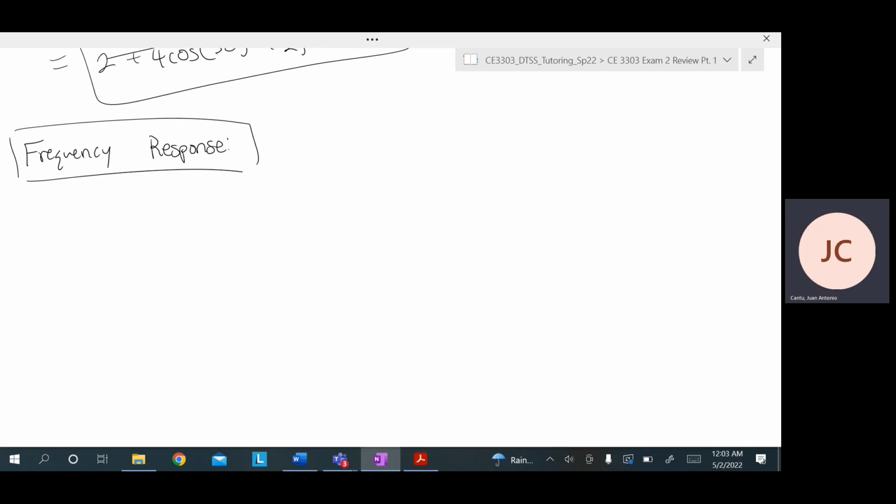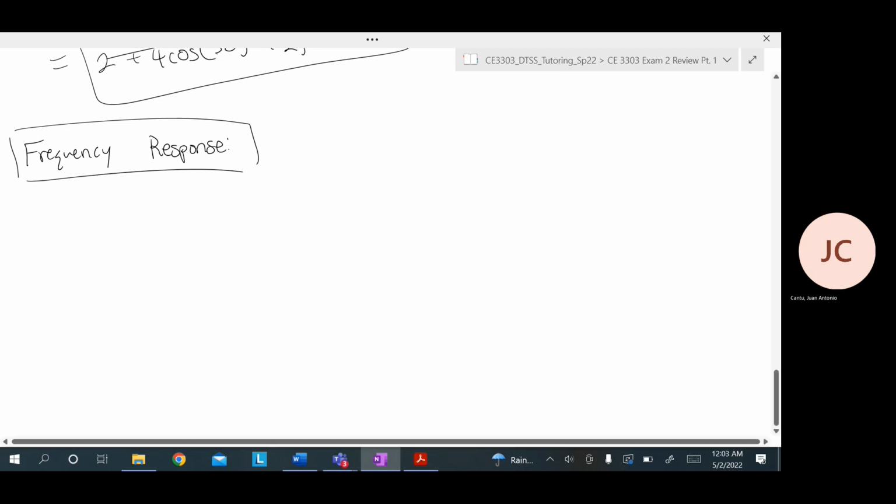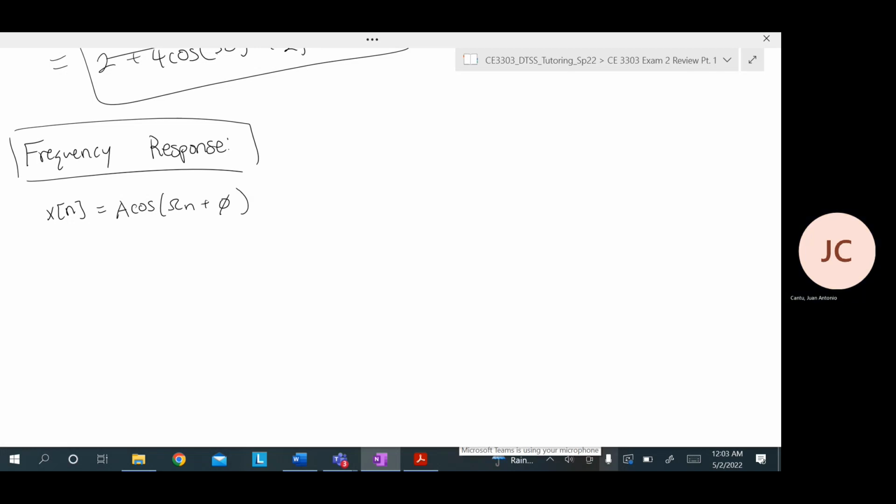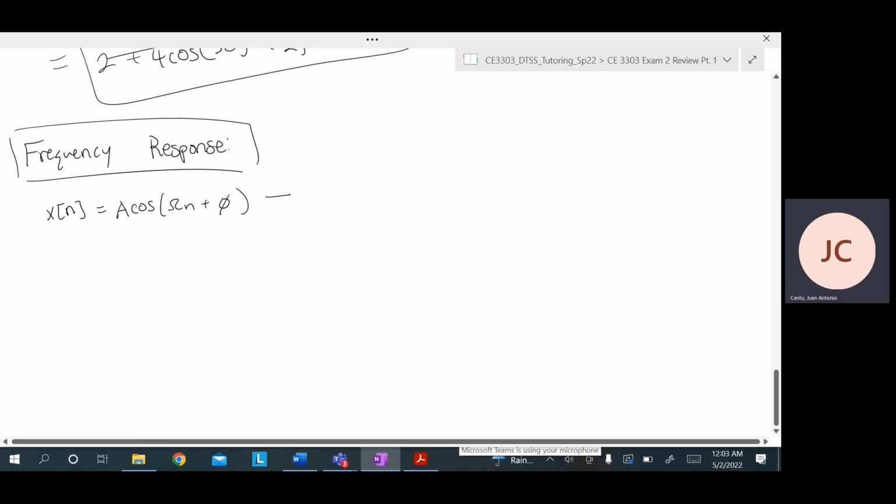So frequency response is quite simple. Okay. Let's say we have a function x[n] is equal to A cosine of ωn plus φ. Okay, some kind of sinusoid. This is a general sinusoid, right? We can transform a cosine to sine or a sine to a cosine by doing a phase shift. So this is any kind of sinusoid, any sine or cosine.